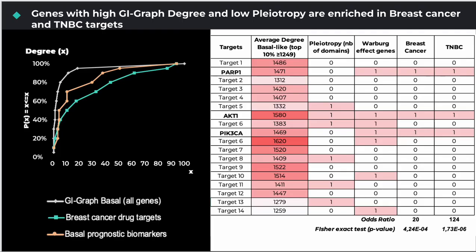So from this classifier, we identify the genes with the top 5 highest scores in the basal-like classifier, and we ended up with a list of 85 genes. And from these 85 genes, we then identify genes that have the highest probability of being good targets.